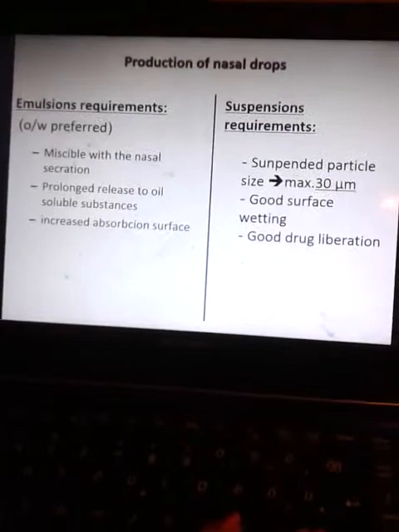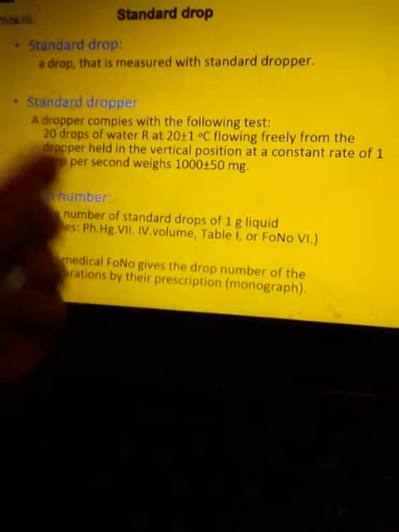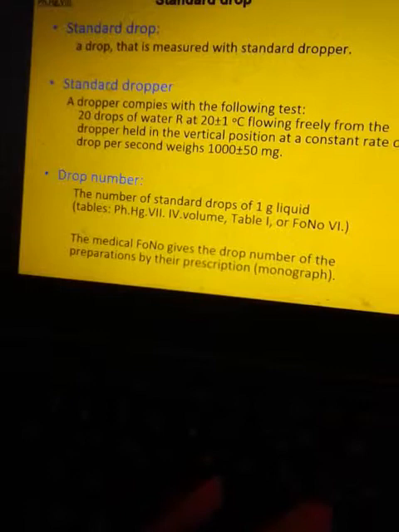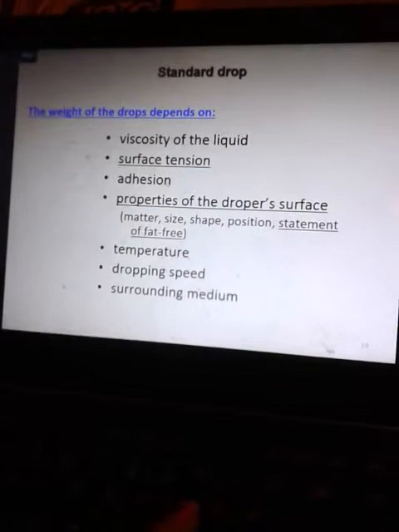A standard drop is measured by a standard dropper. A standard dropper gives 20 drops, one drop per second. The drop number is listed in the pharmacopoeia. The weight of a drop depends on the viscosity of the liquid, surface tension, adhesion, property of the dropper, temperature, dropping speed, and surrounding medium.